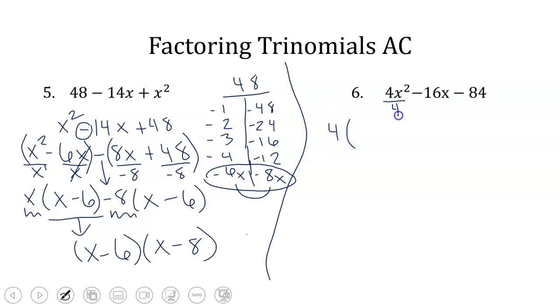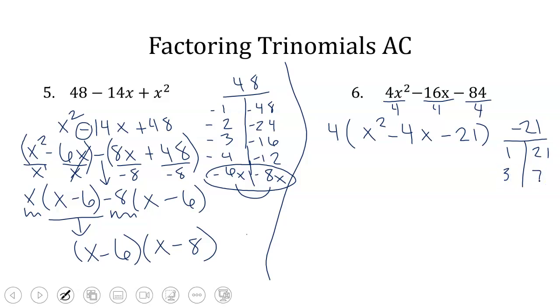So I'm going to divide 4 all the way across. 4 divided by 4 is 1, so bring down my x squared. Negative 16 divided by 4 is negative 4x, and then negative 84 divided by 4 is negative 21. So now inside my parentheses, I have that x squared, x, and a number. Do the AC method. 1 times negative 21 is negative 21. List all my factors of 21. 1 and 21. Can 2 go in? No. Can 3? Yes. 3 and 7.